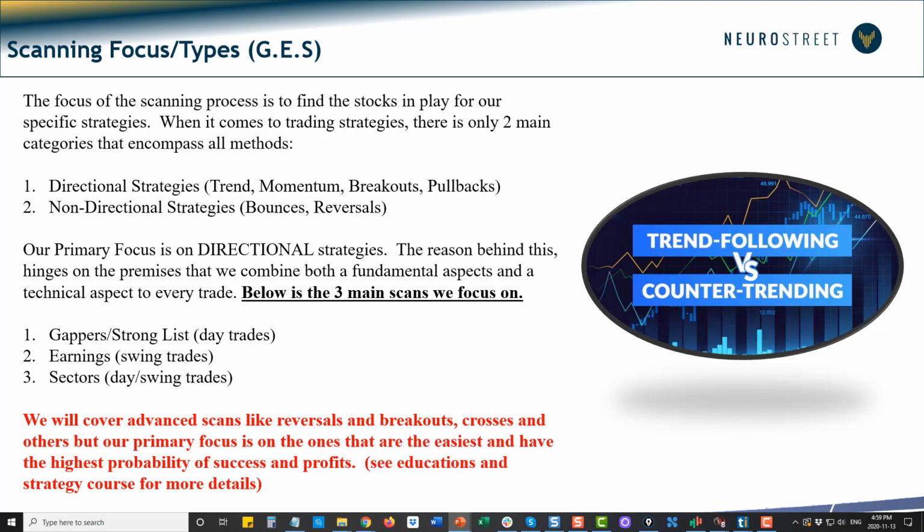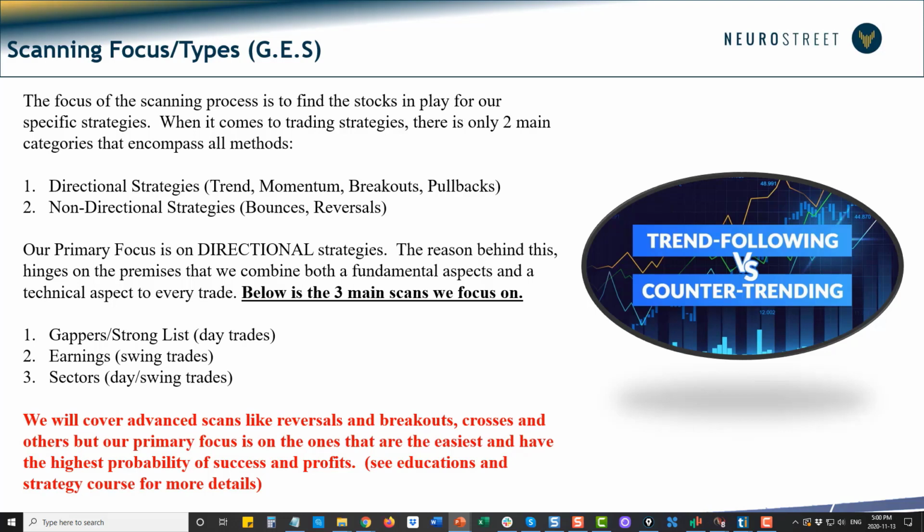Now, the focus of our scanning process is to find stocks that are in play for each of these strategies. And when it comes to strategies, there's only 2 main categories that we are looking at. We're either looking at directional strategies, trend, momentum, breakouts, or pullbacks, or we're looking at non-directional strategies, which are bounces and reversals. And you can only trade with the market or against it.